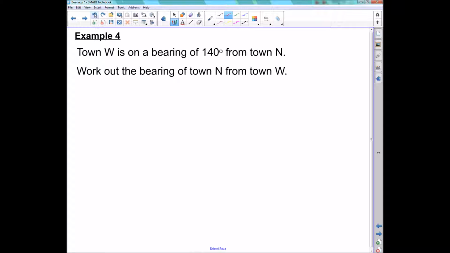Okay, so I'm going to start this off by drawing a diagram. Firstly, I've got town W on a bearing of 140 degrees from town N. So town N is going to sit roughly up here, and town W is going to sit roughly down here. Note that these positions don't need to be entirely accurate. You can do it accurately if you want to, but like I said, it's quicker to do it this way. So we're going to start off by drawing in our north lines. And now I'm going to connect town N to town W with a straight line.